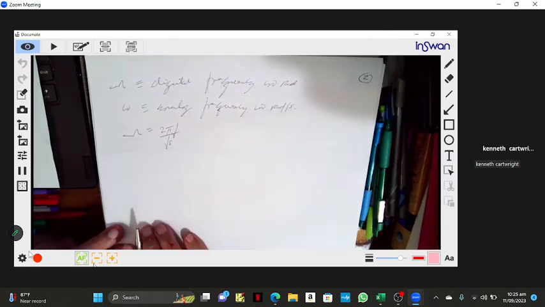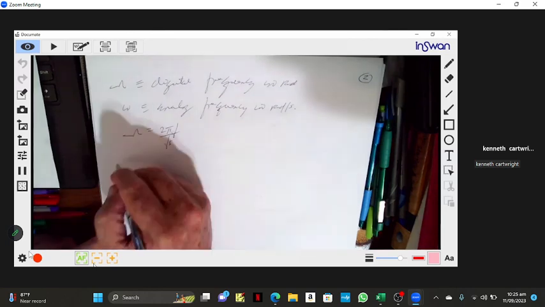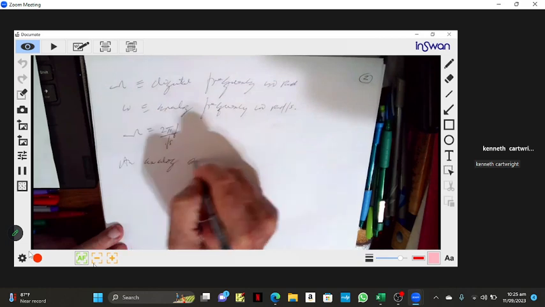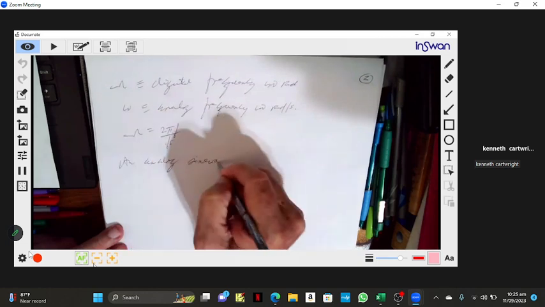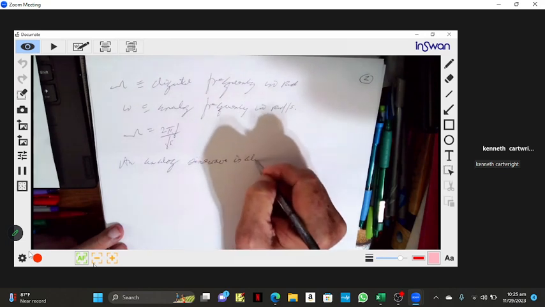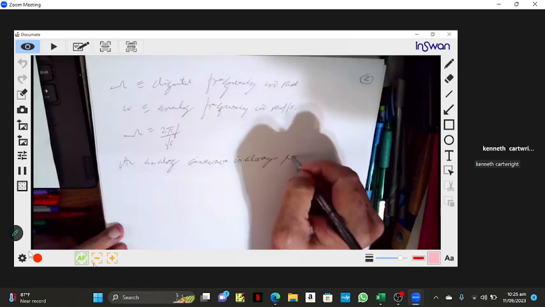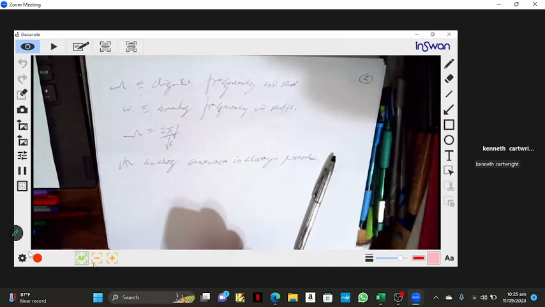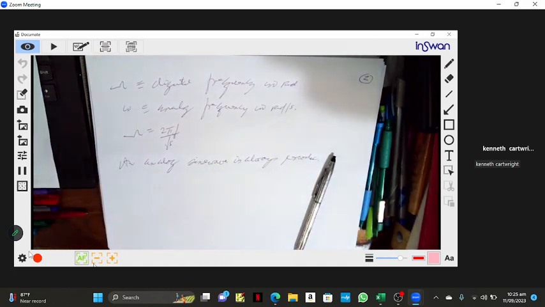Now, here's another difference. An analog sine wave is always periodic.